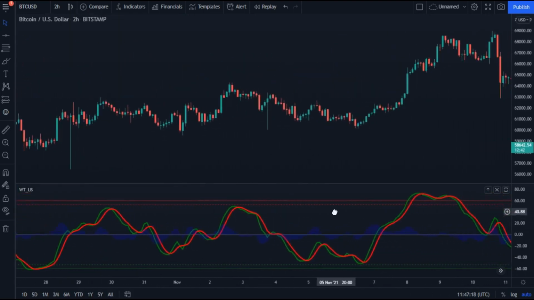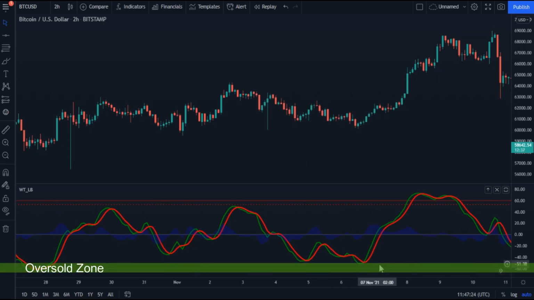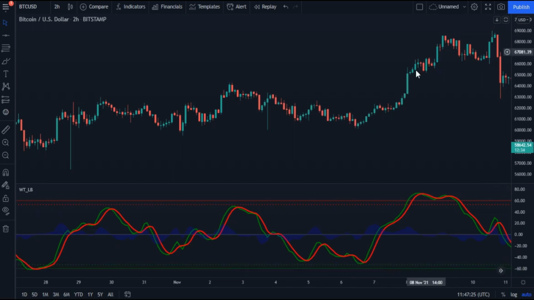Well, let's look here. When the green line crosses the red line going up, it means it's an entry signal, and to increase the accuracy, this intersection should be in the buy zone, which is near the horizontal green line below. As you can see here, the trend rose after the crossover occurred. Here, too, a small crossover occurred, and it was also positive.